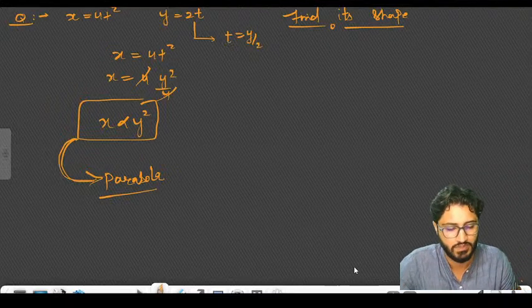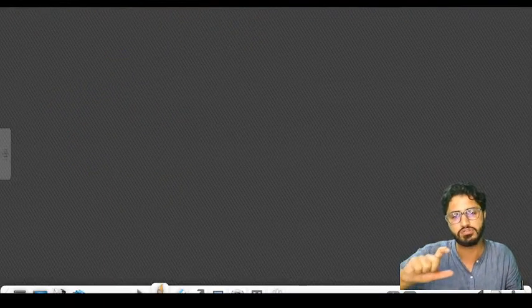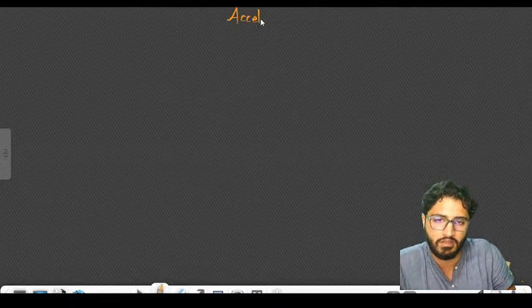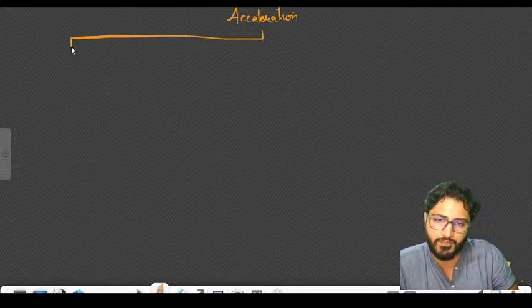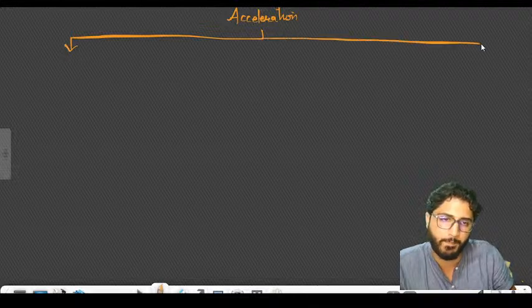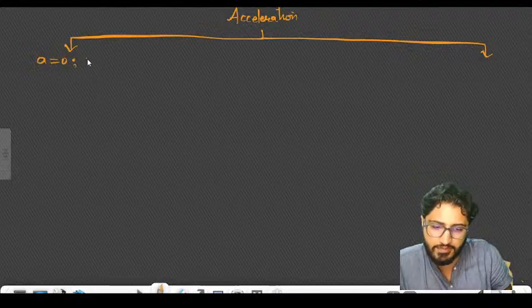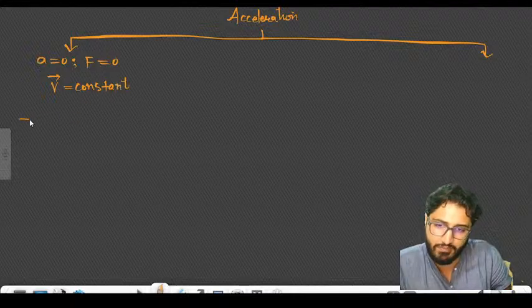Done? So I will be showing everything now. If you are making short notes, what do you need to include now? Look, just write like this. Acceleration, two types. If my acceleration is 0, it indicates my force is 0. If my force is 0, my velocity is constant. Velocity constant means both magnitude as well as direction are the same. So it will go along a straight line.